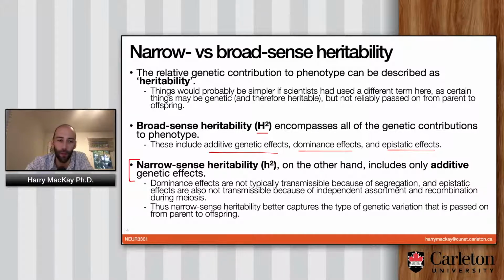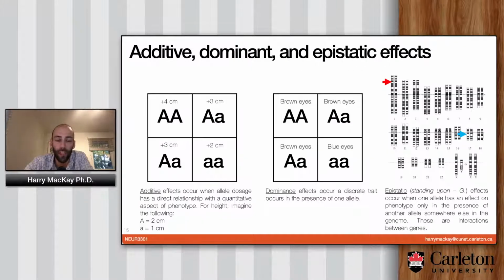Epistatic effects refer to a gene or an allele in one place on a chromosome influencing the phenotype in combination with an allele somewhere far away. And these things are not linked, by definition. Things that are far away in the genome don't tend to be inherited together all that often. They can be, but it's not as common. And so they don't tend to be heritable in a long, predictable way. So narrow sense heritability does a better job of capturing the type of genetic variation that we actually pass on to our offspring. So let me go over what I mean by additive, dominant, and epistatic effects.